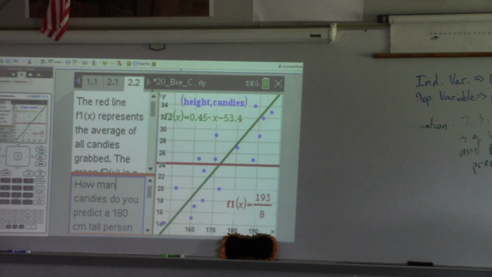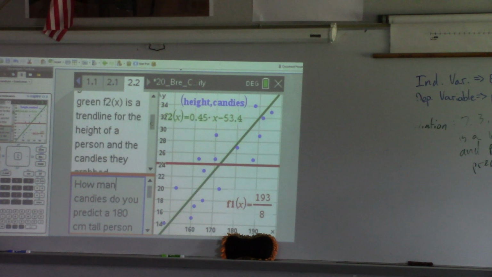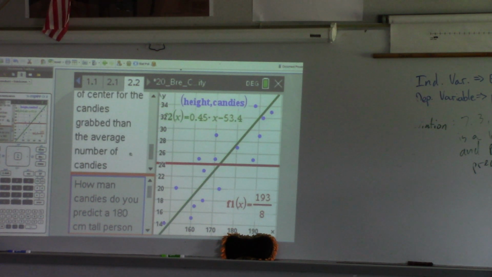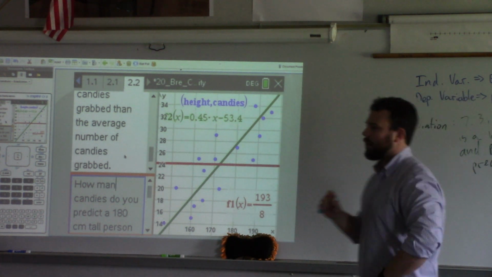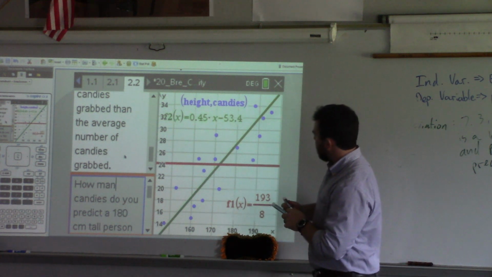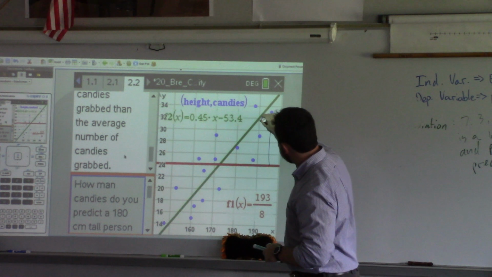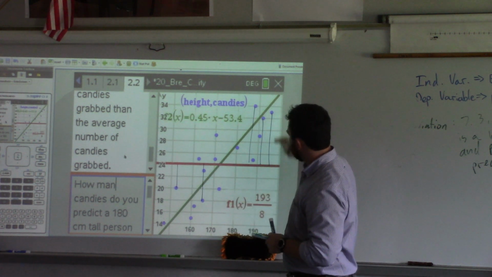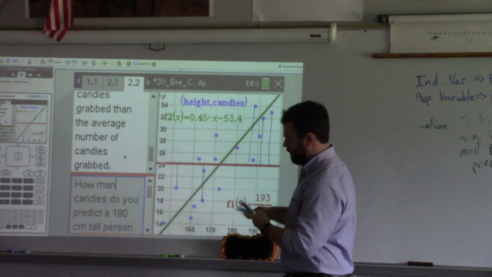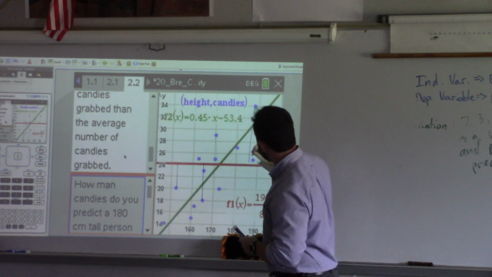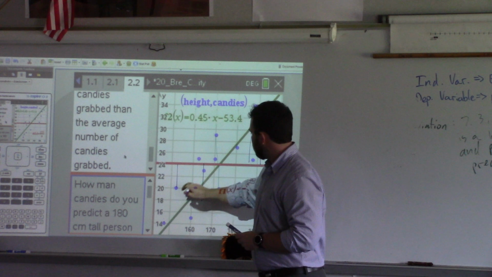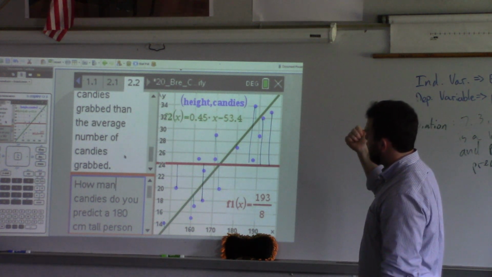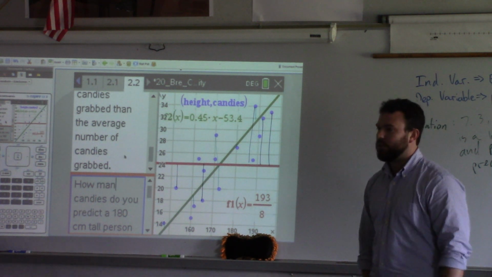Do we all see that? So then we have this green line. F2 of x is the trend line for the height of a person and the candies they grabbed. Explain on the provided sheet of paper why the trend line is a better measure of center than the average number of candies grabbed. I need everyone's attention on this because this is probably the most fundamental and important idea to notice. Okay? So I'll use this dark blue one to show this. Notice these lengths that I am drawing. That is representing how far those points are away from the average. We good with that? These green ones are representing how far those points are from the trend line. Does it appear that those points are closer to the trend line, or are they closer to the average? They're closer to the trend line.